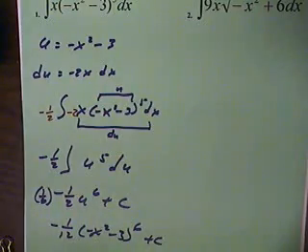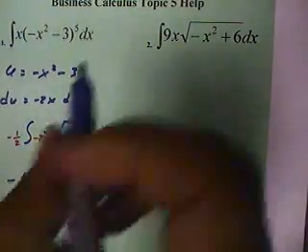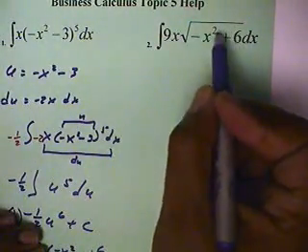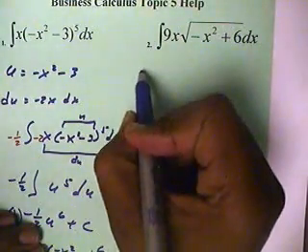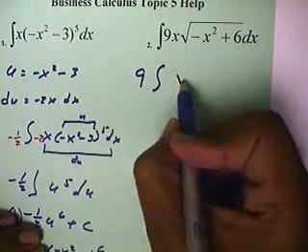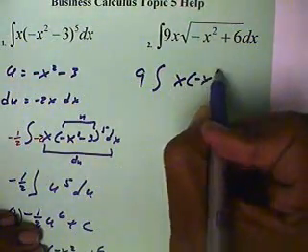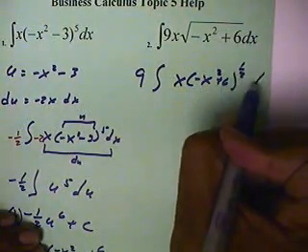Okay, let's try number 2. I'm going to convert this root to a fractional power and pull the 9 out. So we'll have 9, the integral x, negative x squared plus 6 all to the 1/2 power dx.